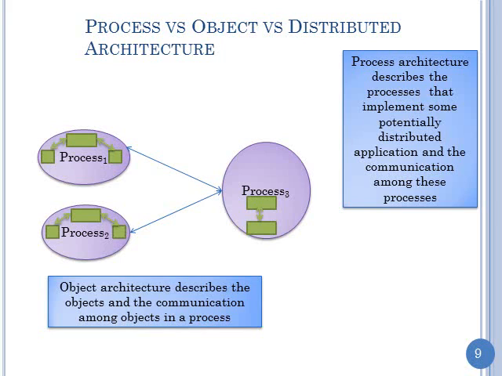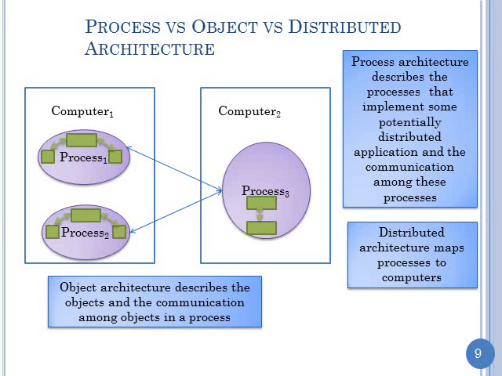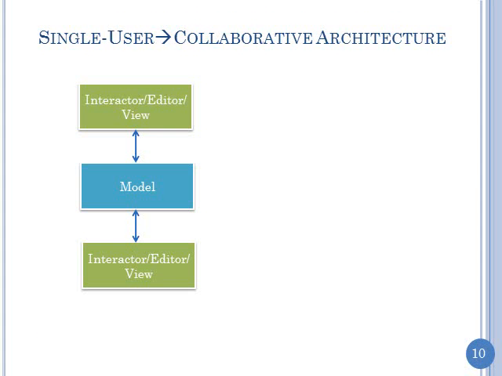Okay, in fact, the program doesn't have to even change to run it all on one computer or run it on multiple computers. And then, so then you map the processes to computers and say, okay, these two guys run on this computer, this one runs on this computer. Okay, so there's three kinds of components here. There's three kinds of architectures at least. So like I said, in our demos and testing, we will map them all to one machine. Okay. So how do we go from our model interactive architecture which is single user, to a collaborative multi-user architecture.